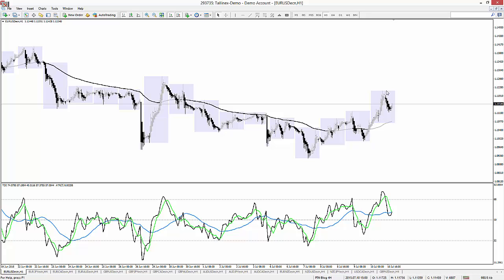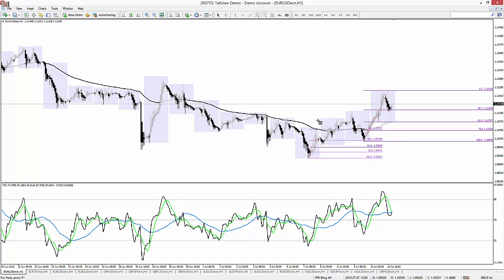But here we have yet again a new structure high. So short term. Why is this short term? Because I'm only using the last sore thumb low. Long term, my new structure low.